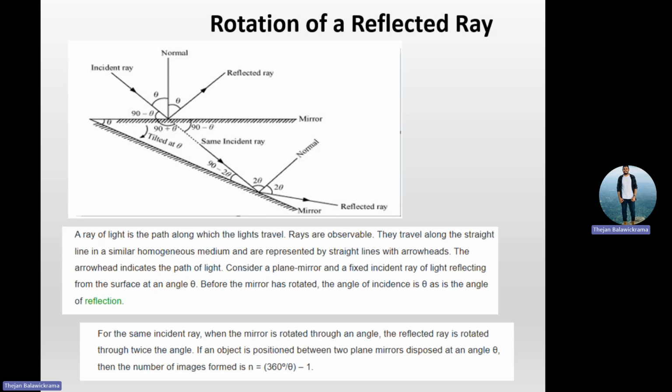Ray of light is the path along which light travels. Rays are observable. They travel along a straight line. The arrowhead indicates the path of the light. Consider a plane mirror and fixed incident light at an angle theta. Before the mirror is rotated, the angle of incidence is theta. But for the same incident ray, when the mirror is rotated through an angle theta, the reflection angle is doubled, 2 theta.